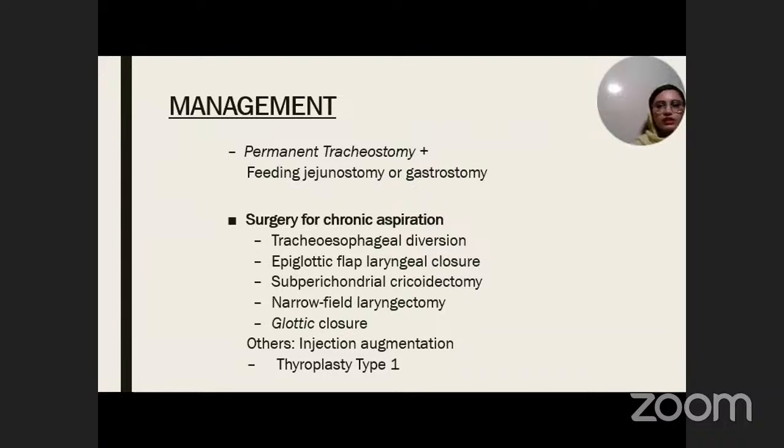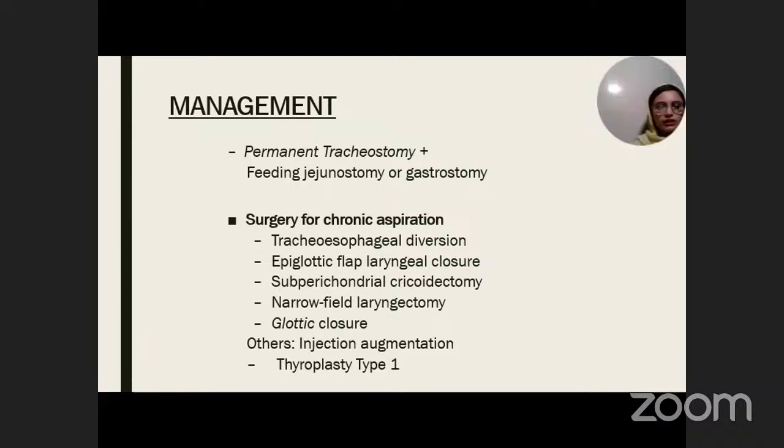Management: as there is glottic insufficiency due to bilateral adductor paralysis, our main priority will be to save the airway. Tracheostomy is essential to remove pulmonary secretions and inhaled material. Feeding tracheostomy or gastrostomy will prevent aspiration and maintain nutrition.